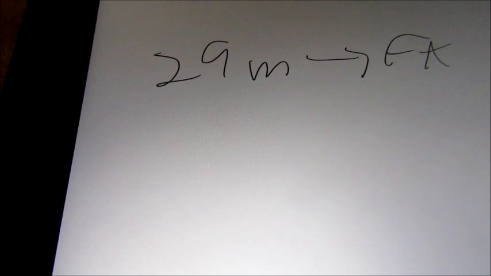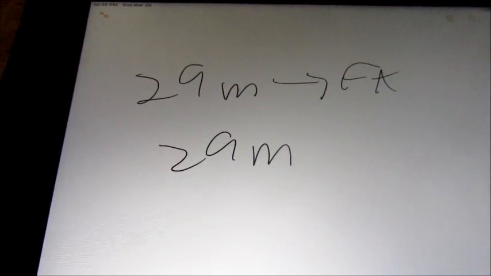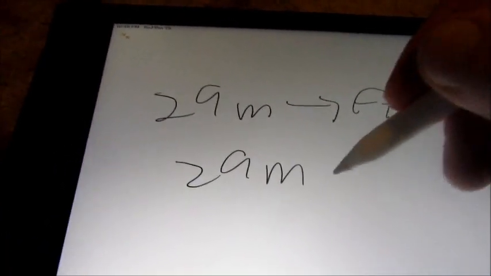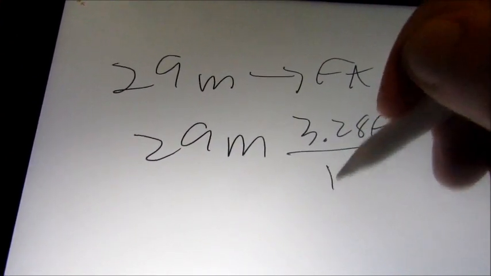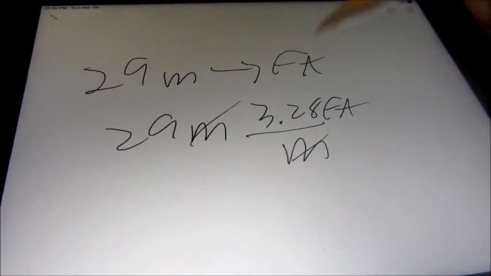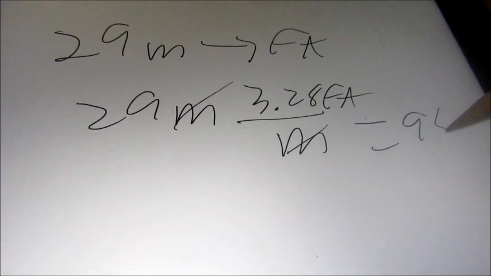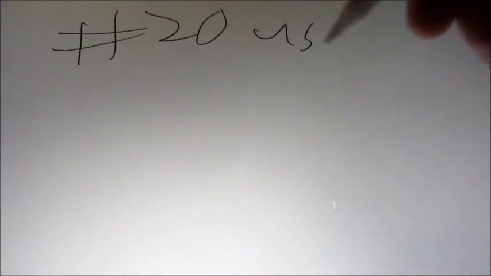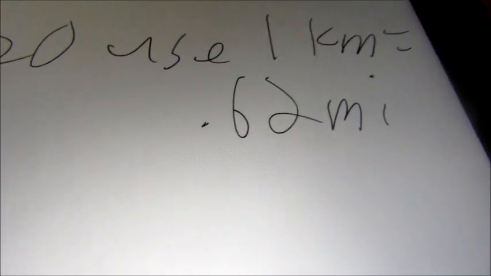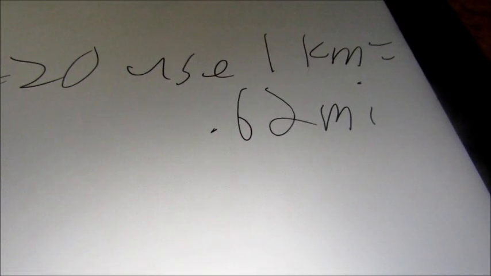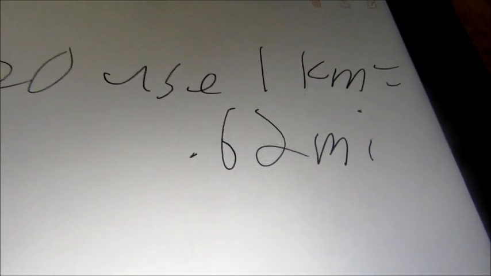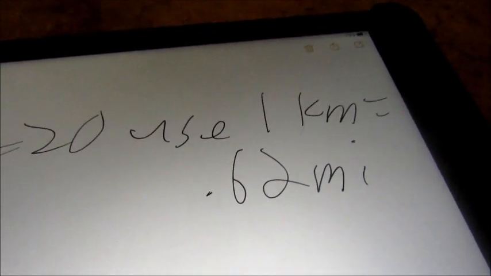If we have 29 meters into feet, we're going to say that we start with 29 meters, and there are 3.28 feet per meter. So 3.28 feet divided by 1 meter. Meters cancel. 29 times 3.28 is going to be 95.12. Now, if you get number 20 in this, use that 1 kilometer equals 0.62 miles. That one isn't given in the book part of the website, but the program insists that you use this conversion rather than the one that they give you elsewhere.